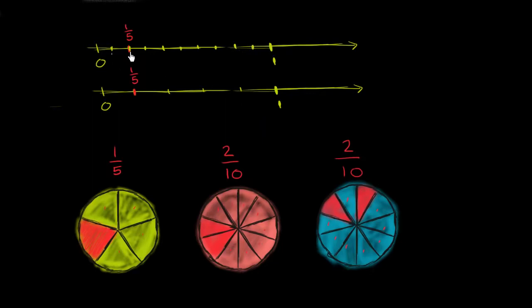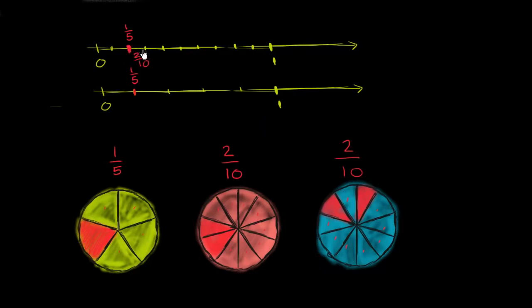So I've divided it into 10 equal sections, and I want to figure out where 2/10 goes. So I'm going to go 2 of those equal sections. So 1, 2. So once again, I've got to that exact same point. So this 1/5 I could also represent as 2/10, this point right over here.